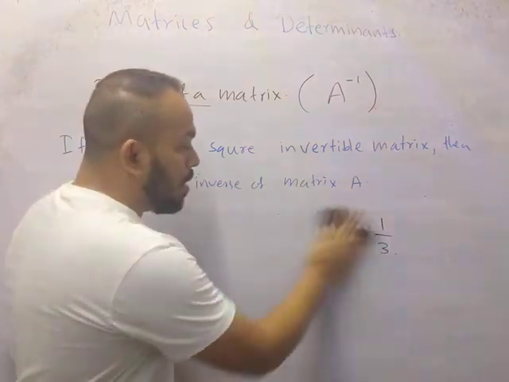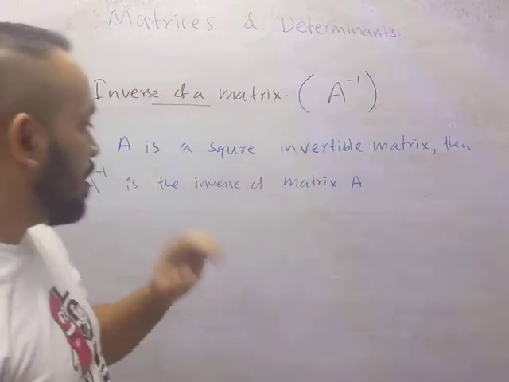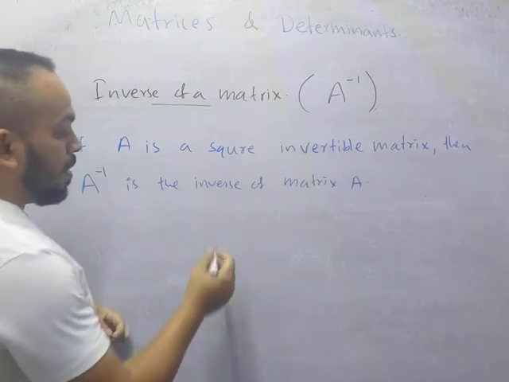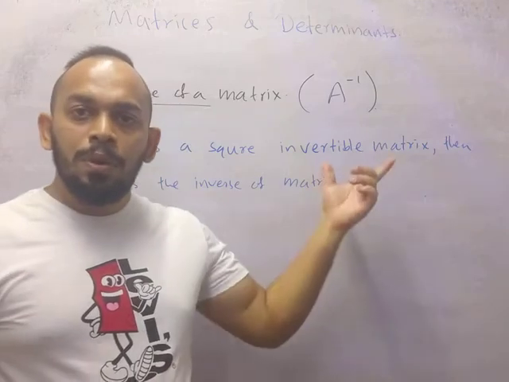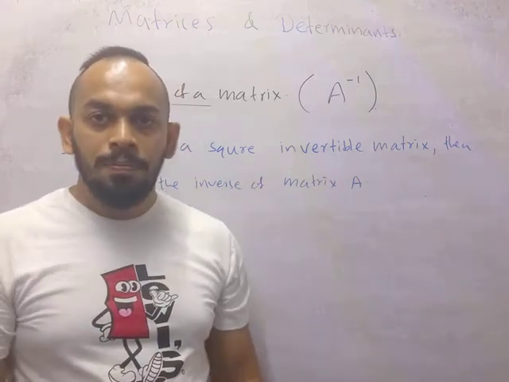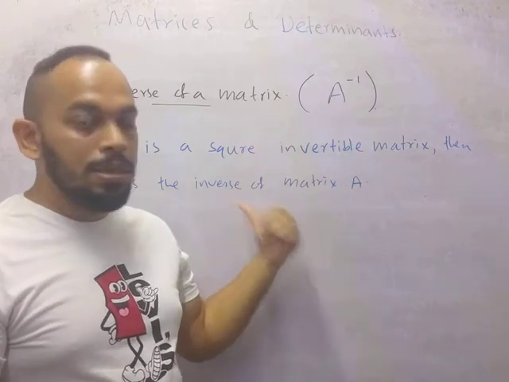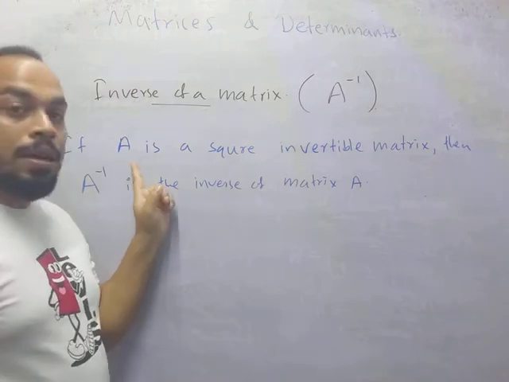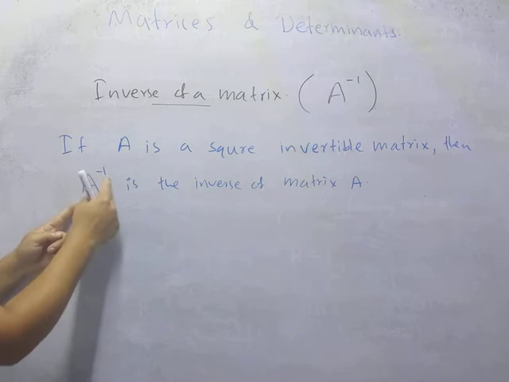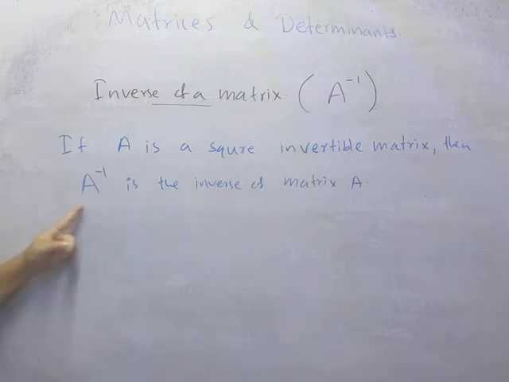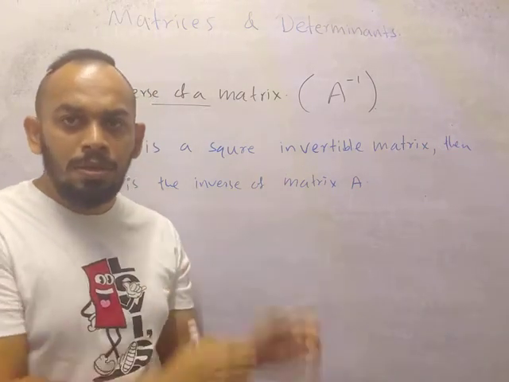Don't confuse this with sine inverse, tan inverse, those things. Now, if A is a square invertible matrix, where invertible means you can define an inverse for it, that's why it is called an invertible matrix. We'll learn what this is later. Then the inverse of A is written like this: A inverse, or A to the power minus 1. That is just the notation.